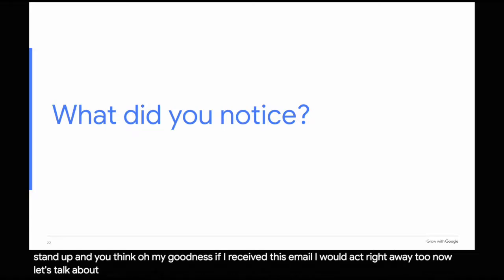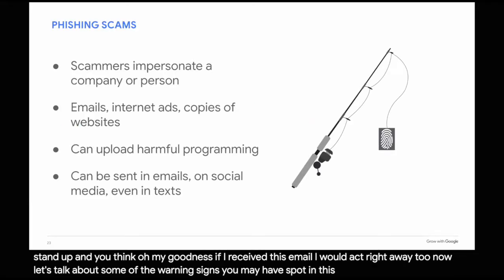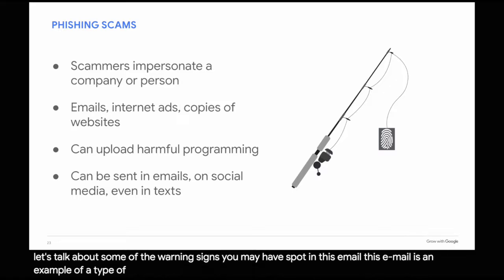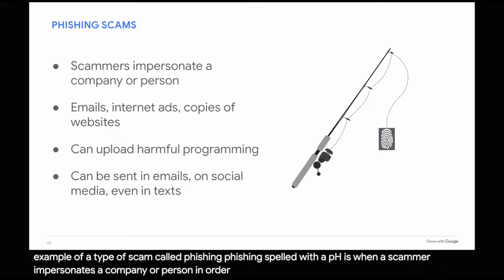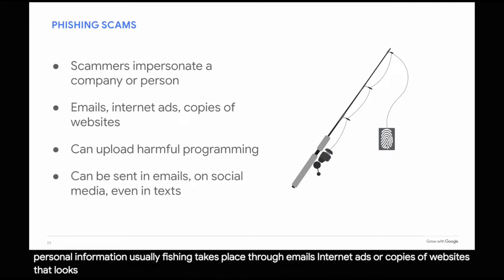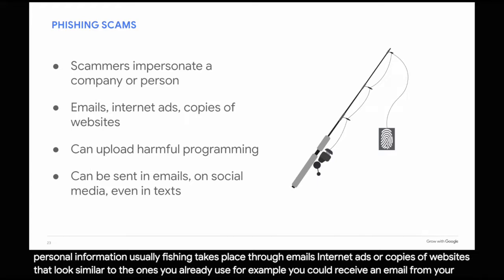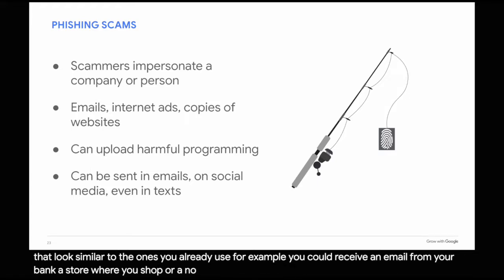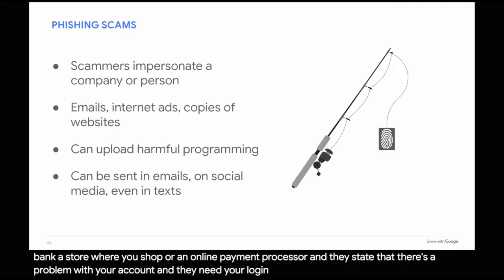Now let's talk about some of the warning signs you may have spotted in this email. This email is an example of a type of scam called phishing. Phishing, spelled with a PH, is when a scammer impersonates a company or person in order to trick someone into giving up their valuable personal information. Usually, phishing takes place through emails, internet ads, or copies of websites that look similar to the ones you already use. For example, you could receive an email from your bank, a store where you shop, or an online payment processor, and they state that there's a problem with your account, and they need your login information in order to fix it.